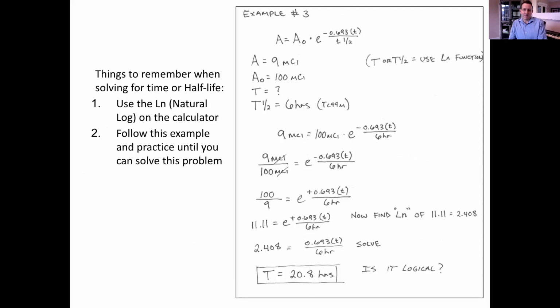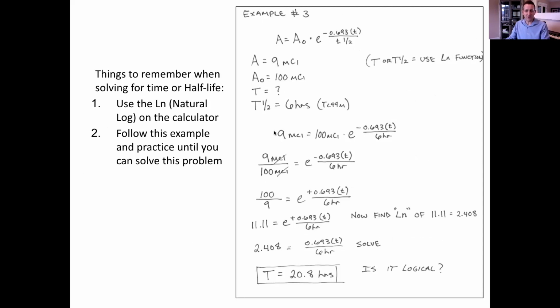On this next example, we're given the original activity. We're not given the time, but we're still given the half-life. Now remember, when we're solving for time or half-life, we don't use the log function on the calculator anymore. We're going to use the natural log function. It's going to be a little different. So that's the first thing to pay attention to, knowing that you're not going to use that function.